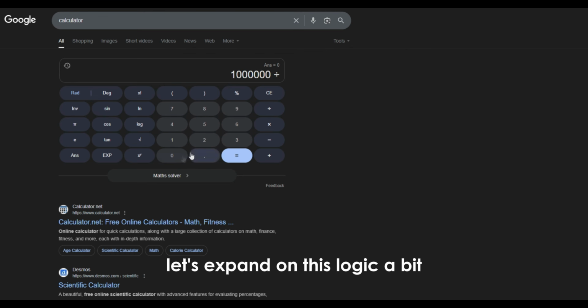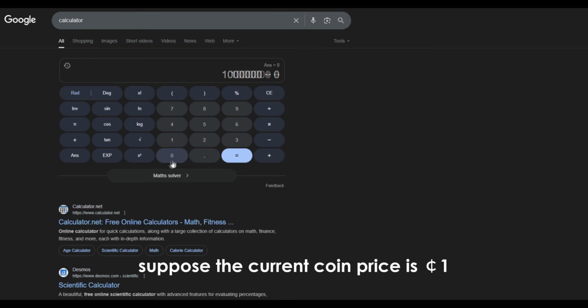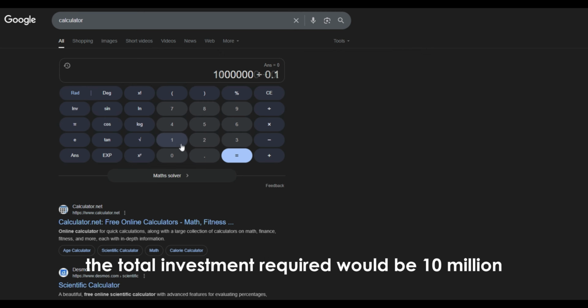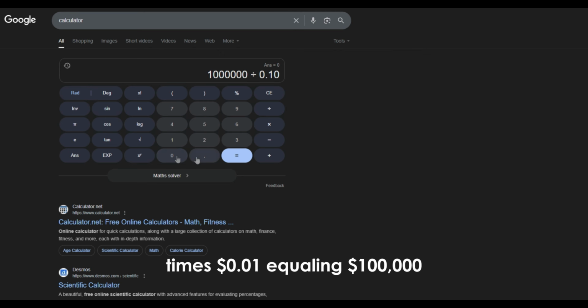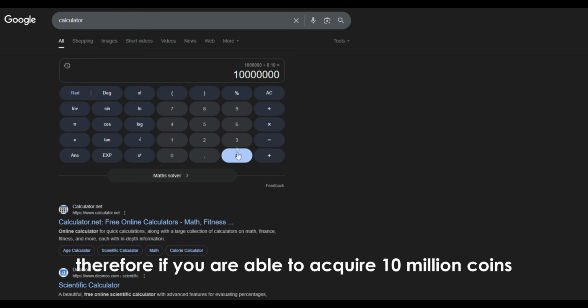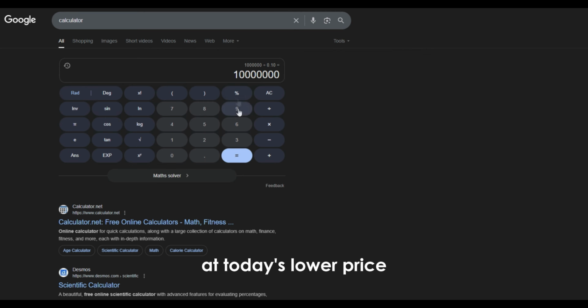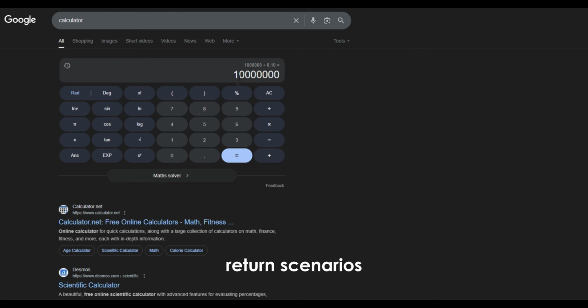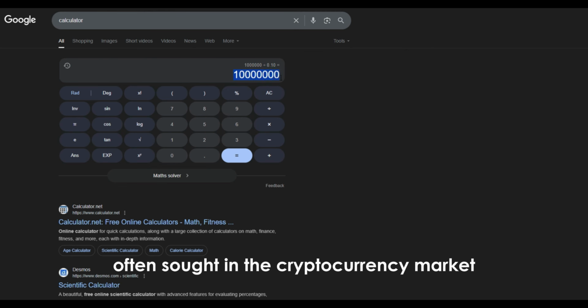Let's expand on this logic a bit. Suppose the current coin price is 1 cent, and you want to acquire 10 million coins. In that case, the total investment required would be 10 million times $0.01, equaling $100,000. However, in your example, the target price is 10 cents, which is 10 times higher than the current price. Therefore, if you are able to acquire 10 million coins at today's lower price, when the price reaches the target, you achieve a 10-fold return. This is a perfect example of the X times return scenarios often sought in the cryptocurrency market.